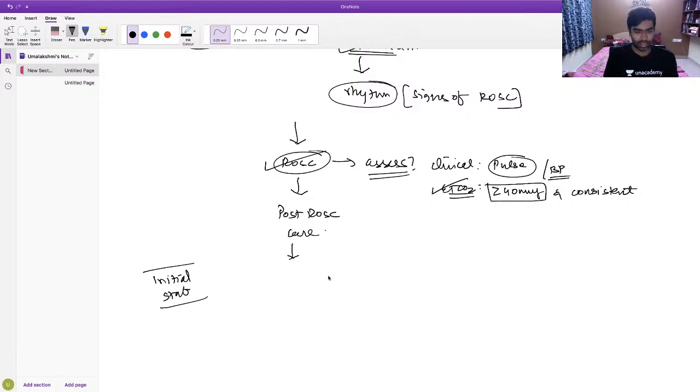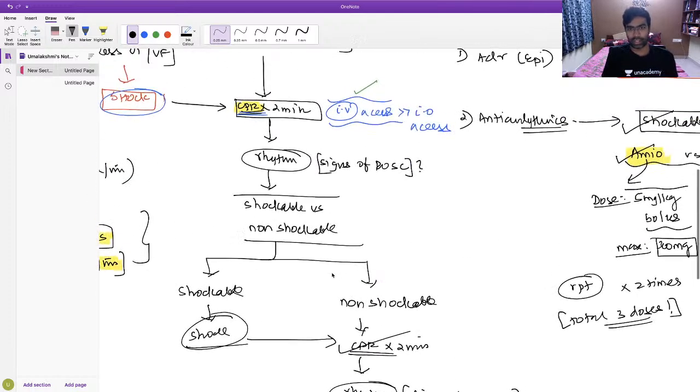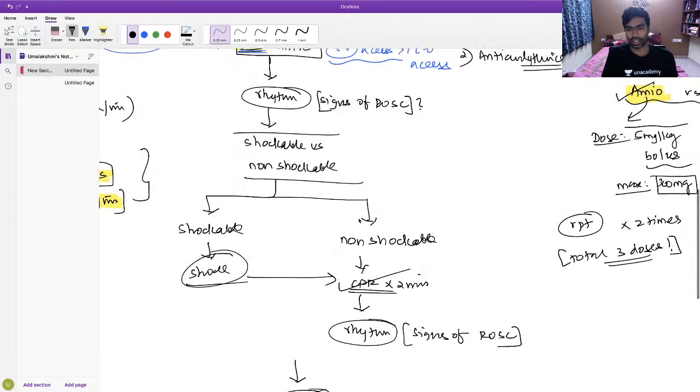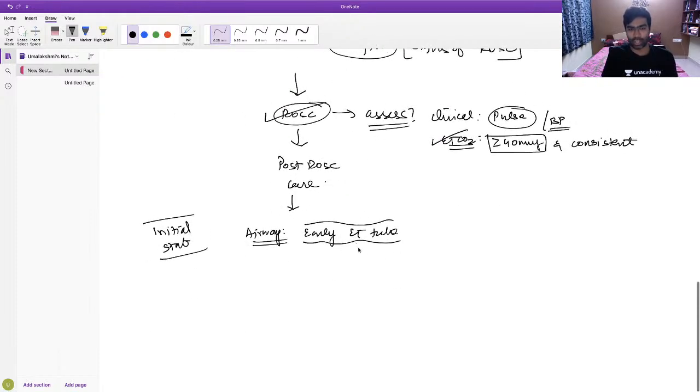As far as the initial stabilization phase is concerned, the first thing is airway management. If the endotracheal tube is not placed, you can go for early ET tube placement. Suppose the patient did not already have an endotracheal tube during the initial steps, in this situation you can try to achieve an early endotracheal tube. Once you have gone for the airway, then monitor the respiratory parameters. As far as the respiratory parameters are concerned, typically you are going to start with approximately 10 breaths per minute.